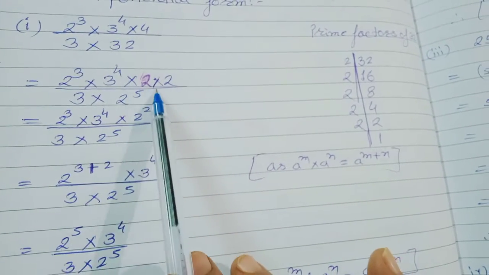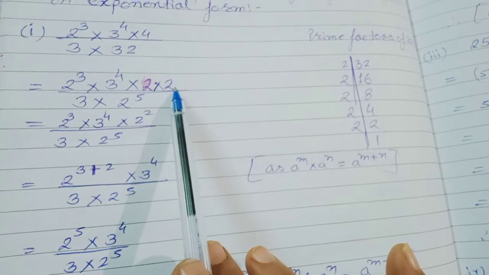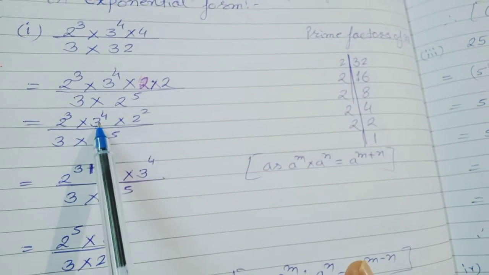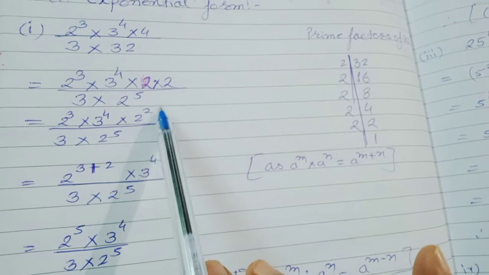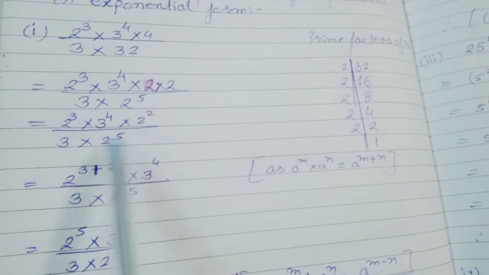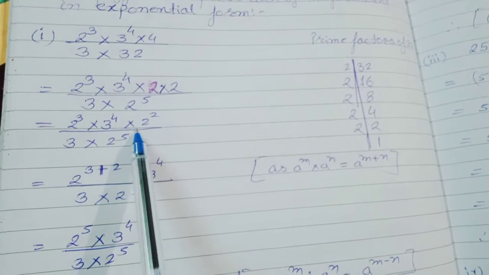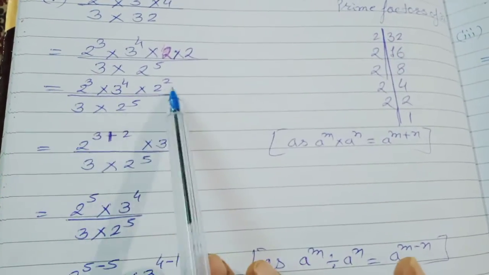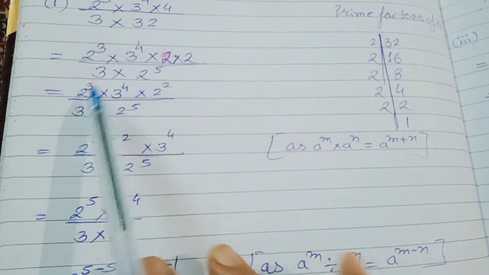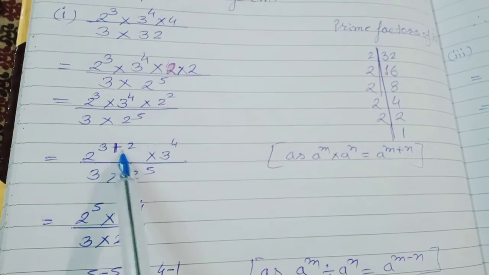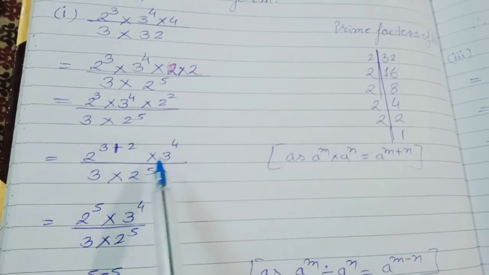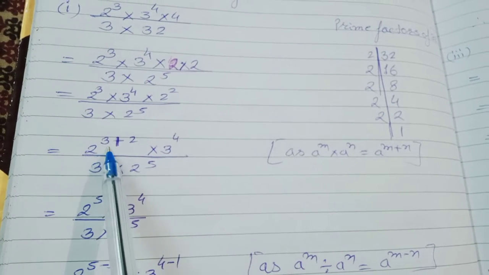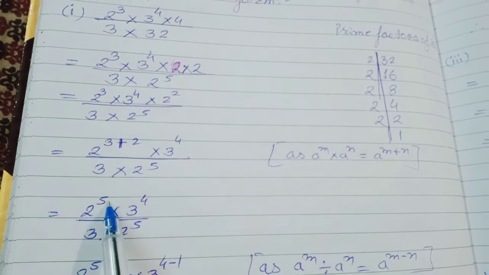4 can be written as 2 into 2. So here, 2 to the power 3 into 3 to the power 4 into 2 to the power 2 upon 3 into 2 to the power 5. Now, the common ones, the same bases, we will take together. 2 to the power 3 plus 2 into 3 to the power 4 upon 3 into 10 to the power 5. This is 3 plus 2 will be 5.